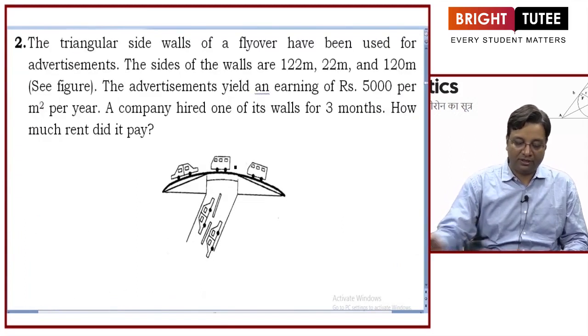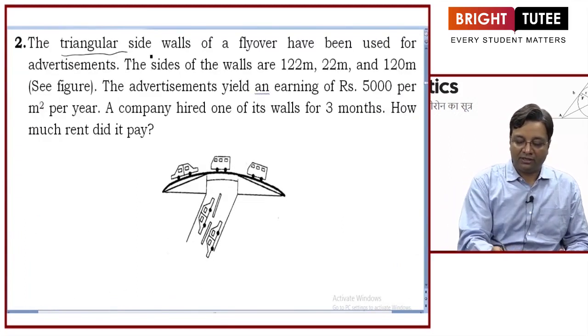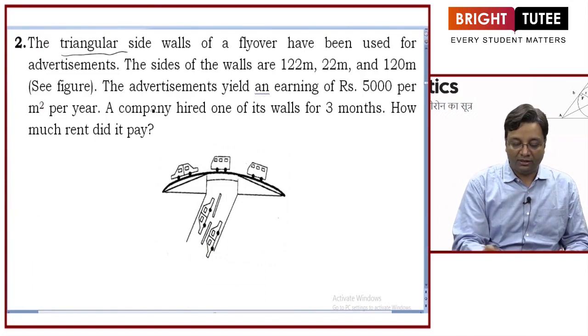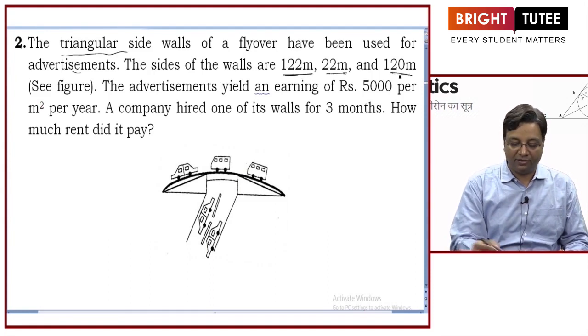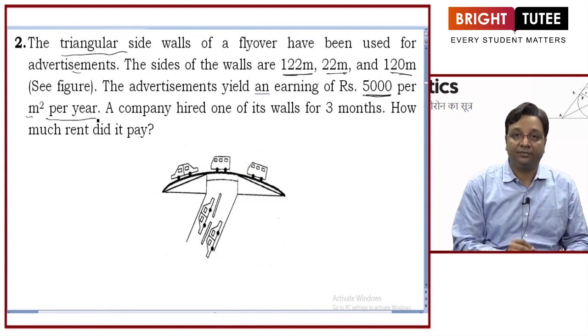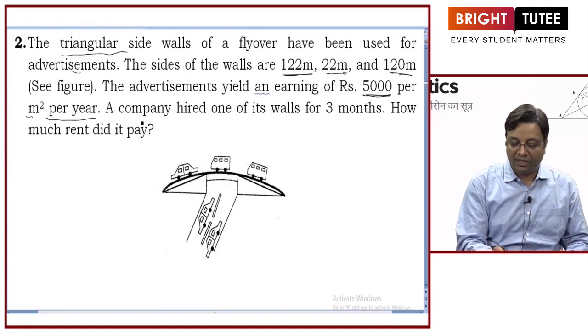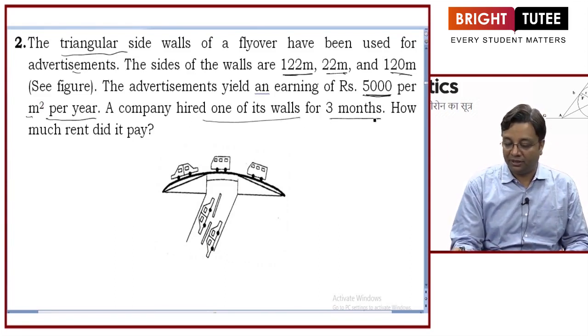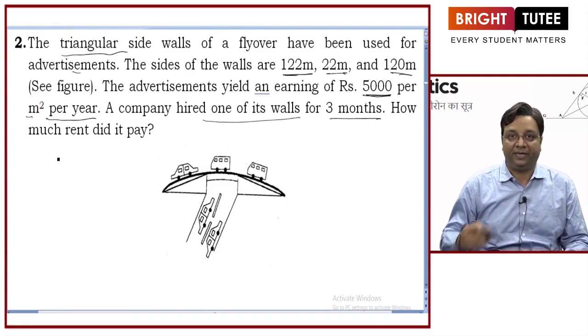Let us look at this one. We have got triangular side walls of a flyover, and these are used for advertisements. The sides of the walls are given, and the advertisements yield an earning of 5,000 per meter square per year. The company hired one of its walls for 3 months. How much rent did it pay?